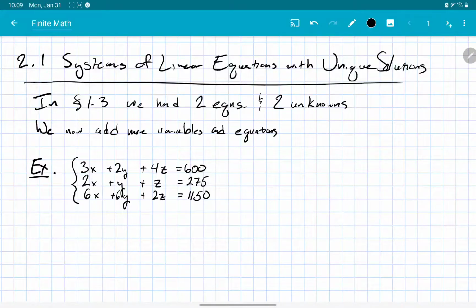So, I'm sure that you've solved two equations and two unknowns before. Have you solved three equations and three unknowns before? Is this something that is familiar to you? Yeah, a little bit? Okay.